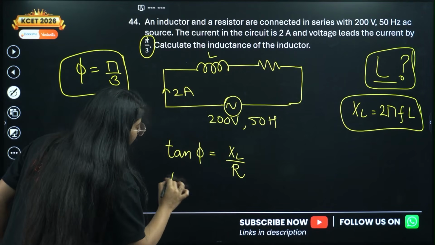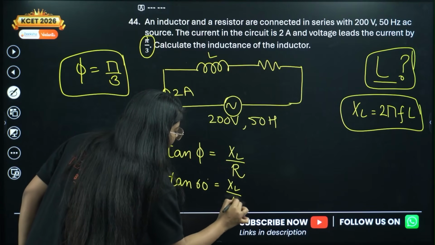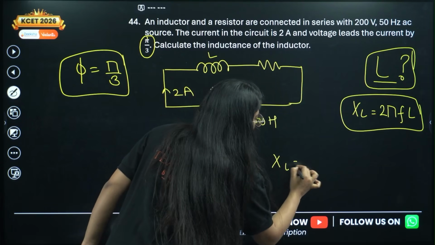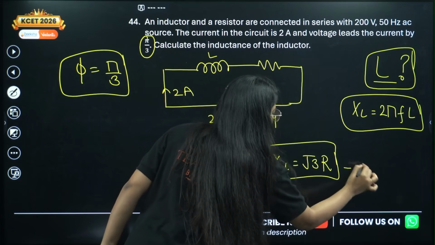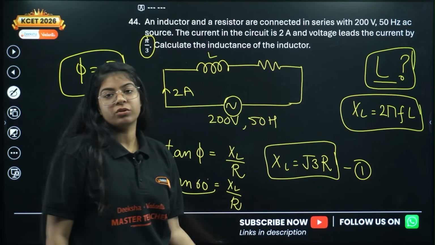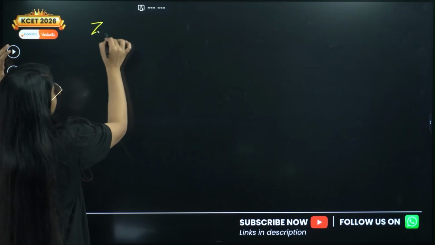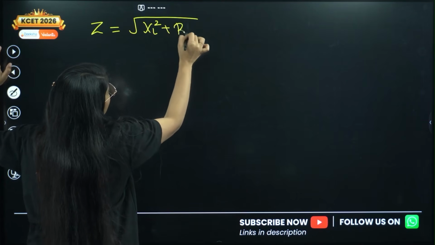Phi is given. Tan pi by 3 is tan 60 equals XL divided by R. So this is root 3. So we get XL equals root 3 into R from this equation. Correct? From this formula we get XL equals root 3 R. Now the total impedance of this whole circuit, that is Z, can be given by the root of XL square plus R square.